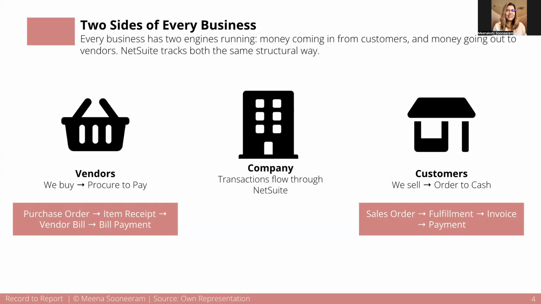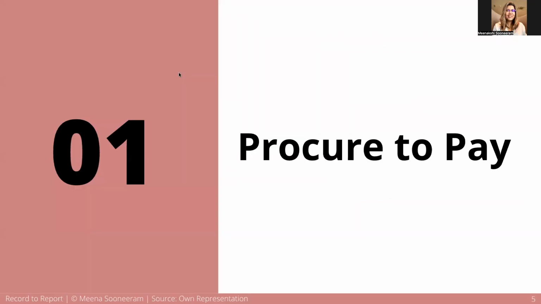Now, NetSuite tracks both processes and translates these business activities into accounting entries. So throughout this video, we'll follow both sides and see how each transaction impacts the GL, your balance sheet, and your income statement. Let's start with the procure-to-pay process.